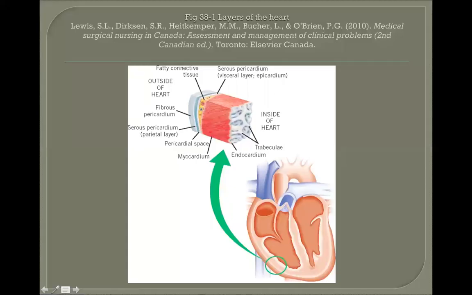Welcome to Variations 4, the cardiovascular unit. We're covering questions 19 and 20 in this video. Various forms of carditis: peri, endo, and myocarditis. So first, let's look at these layers of the heart. What are they? Picture from your textbook here.